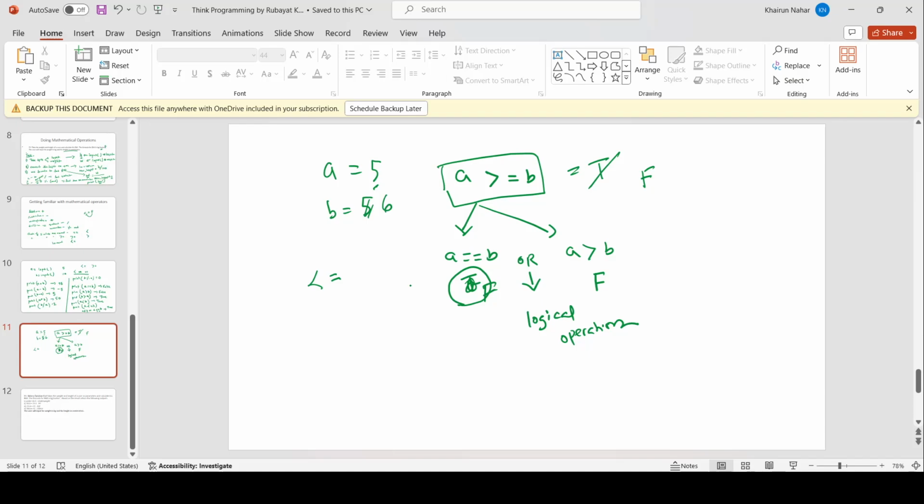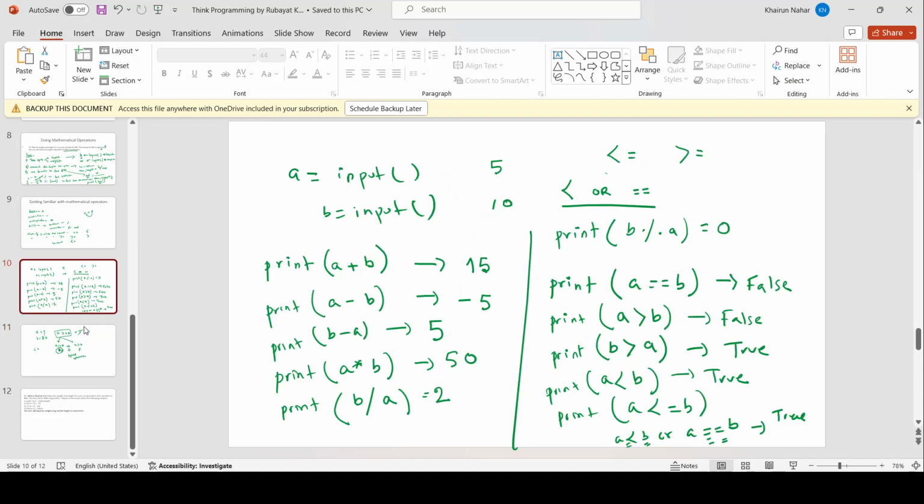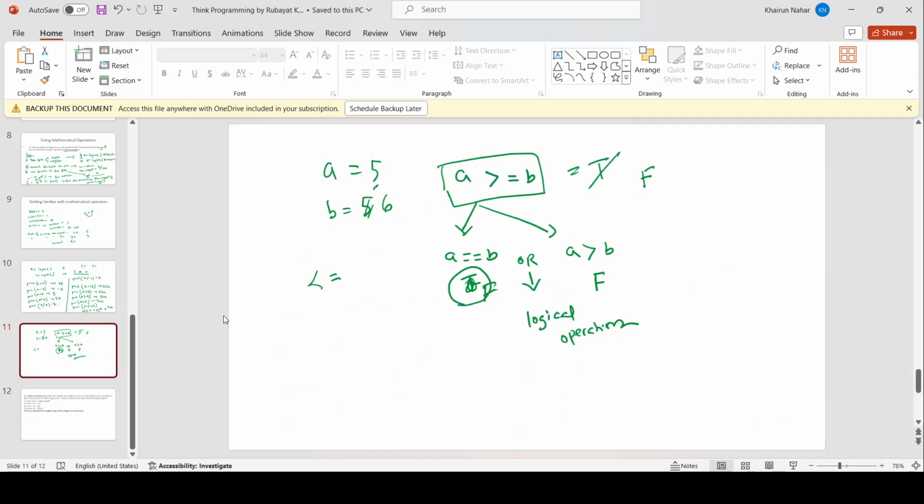Now, there's one thing I did not show in the previous slide. That is, in case of division, what if the numerator is smaller than denominator? So what if I want to print 2 divided by 5? And this is how it works.